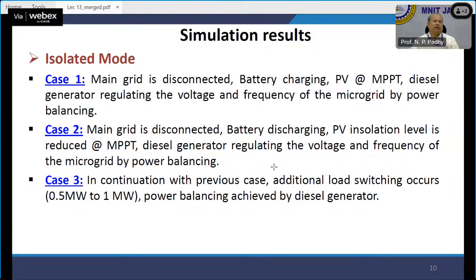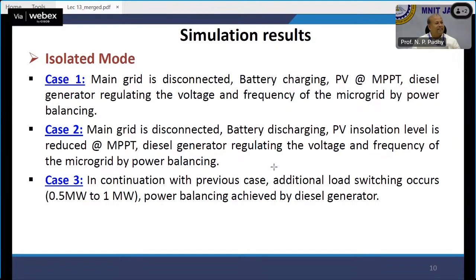Case 2: the main grid is disconnected, the battery started discharging, PV is at MPPT, and the diesel generator is regulating the voltage and frequency of the microgrid. Case 3, in continuation with the previous case: additional load switching occurs from 0.5 to 1 megawatt. It means you have an islanded mode of operation, and in that the load increased again, which is very unrealistic.